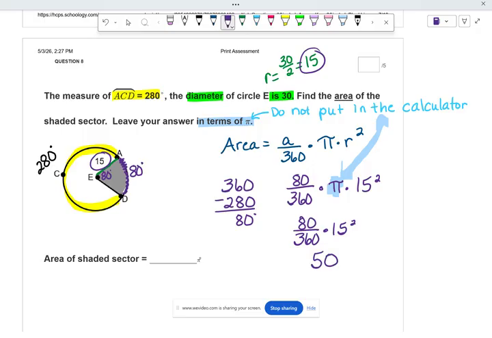And then look, they've already got the pi there. It's teeny tiny. I wish that was bigger, but y'all, it is what it is. It says in terms of pi, your answer would be 50 pi. The pi is already there. All right, number 9.